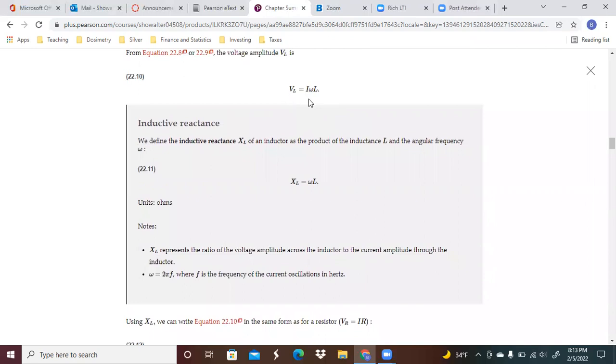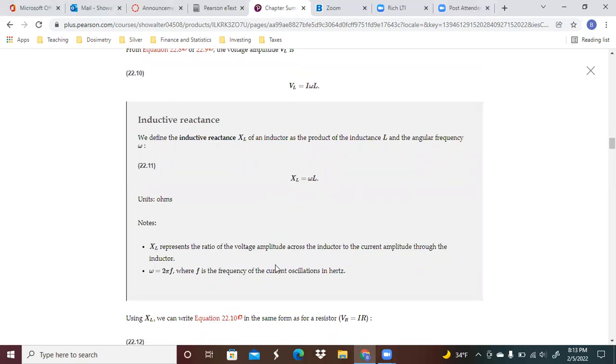Now, the inductive reactance is going to be this particular product. This looks very much like V equals IR, in other words, Ohm's law, but since we're dealing with inductors, it's not the exact same thing. So we're going to call this the inductive reactance, and it's going to be that particular product. So you can think of this as being substituted in for R if it were a resistance-only circuit.